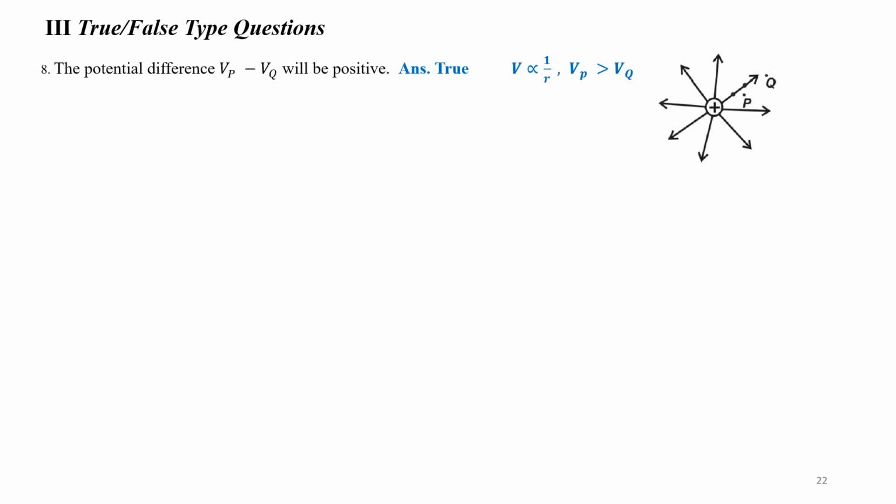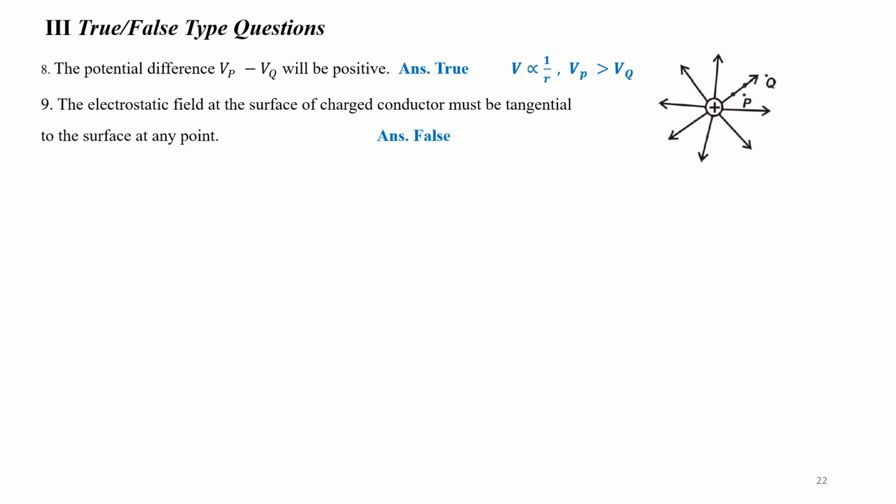Question number 8. The potential difference Vp minus Vq will be positive. That is true because Vp will be greater than Vq. Hence it is true. Question number 9. The electrostatic field at the surface of a charged conductor must be tangential. It is false. It is perpendicular to the surface at any point.